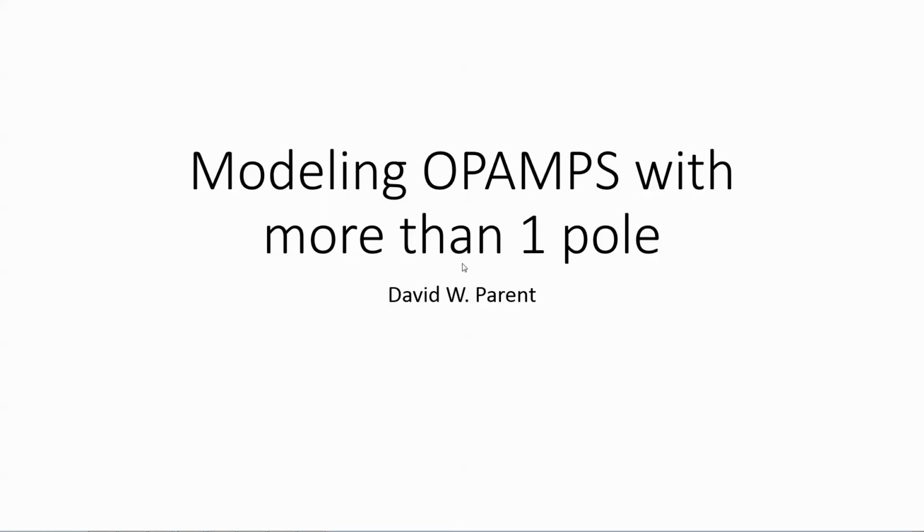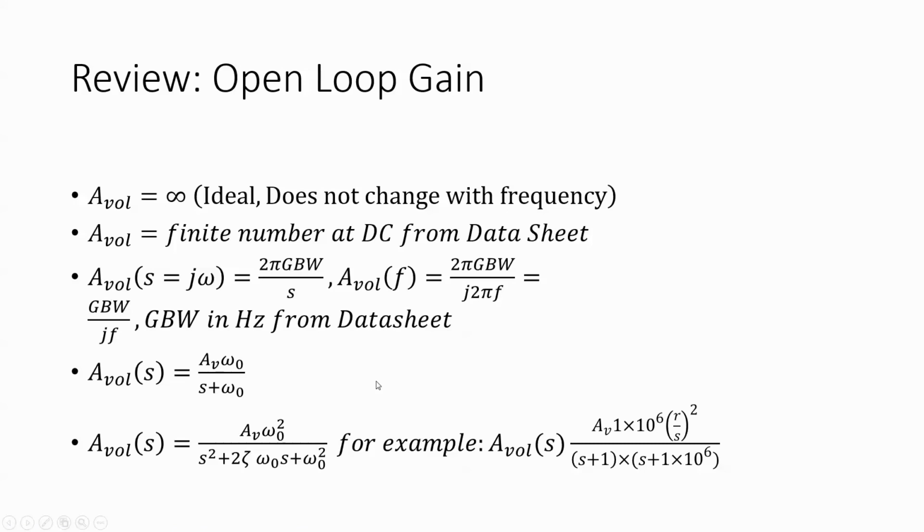Today we're going to model op-amps with more than one pole. Before we do that, we're going to review our open loop gain models. When we have open loop gain equal to infinity, that's from your first circuits course. It's ideal and it doesn't change with frequency.